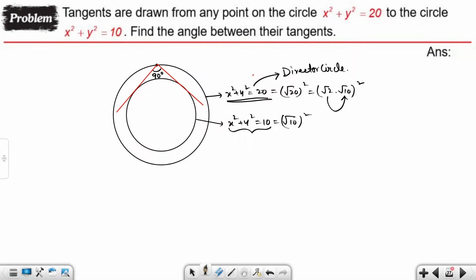Is it clear? If it is root 2 times the radius of the previous circle, I mean the given circle, then this locus is the director circle. That is, the angle between the tangents is 90 degree. That's exactly what we have done here. Therefore, the required angle between the tangents is 90 degree.